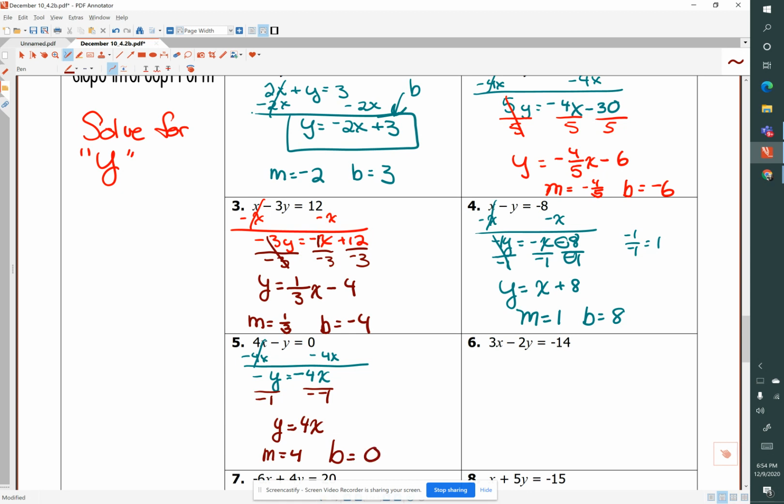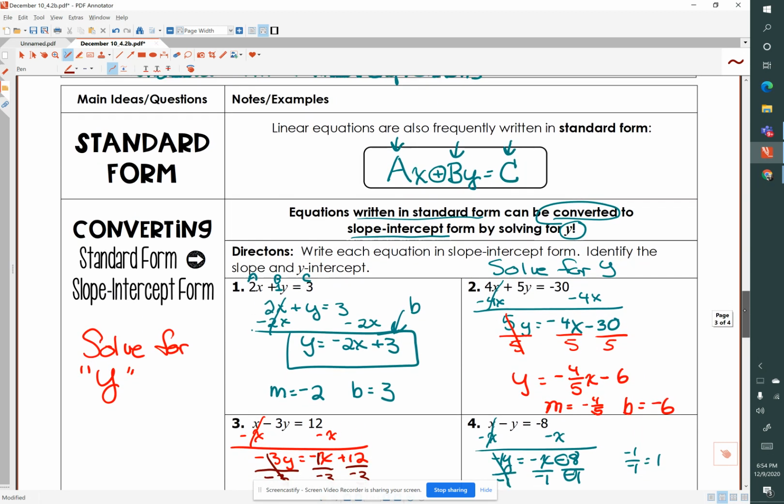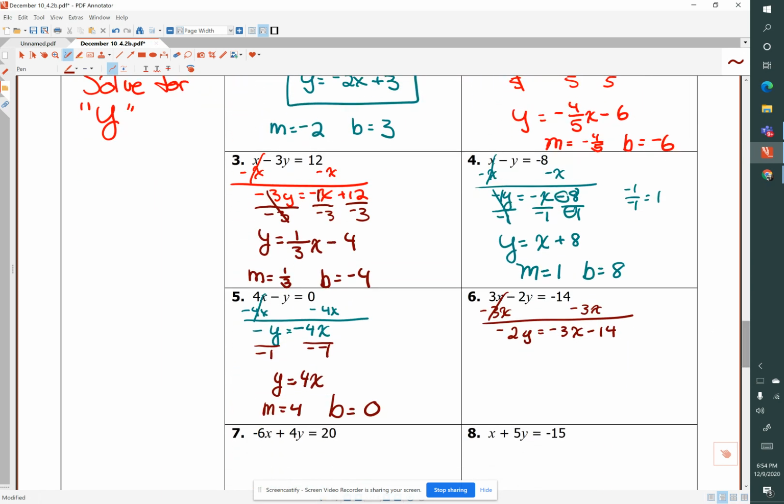So for number 6, the first thing we'll do is subtract 3x from each side. Remember, we're solving for y, which at this point we have negative 2y equals negative 3x minus 14. And at this point you might ask, why did I write the negative 3x before the negative 14? Let's go back and look at standard form and slope-intercept form. So slope-intercept form is going to be y equals mx plus b. So I want to put that x term first.